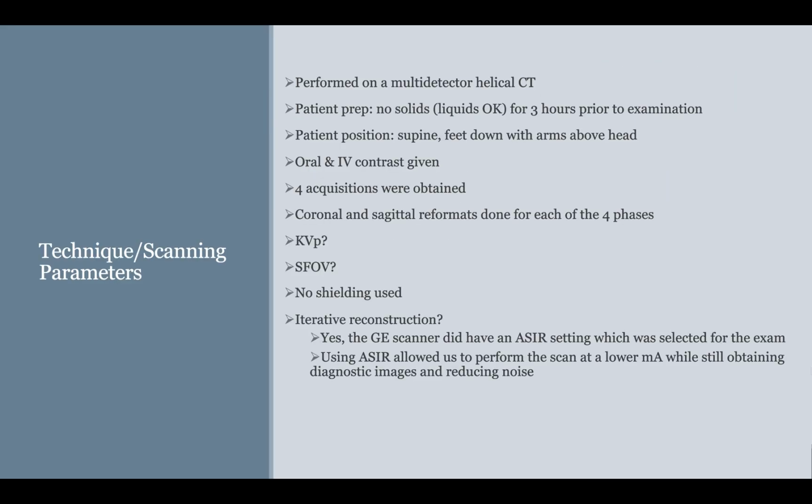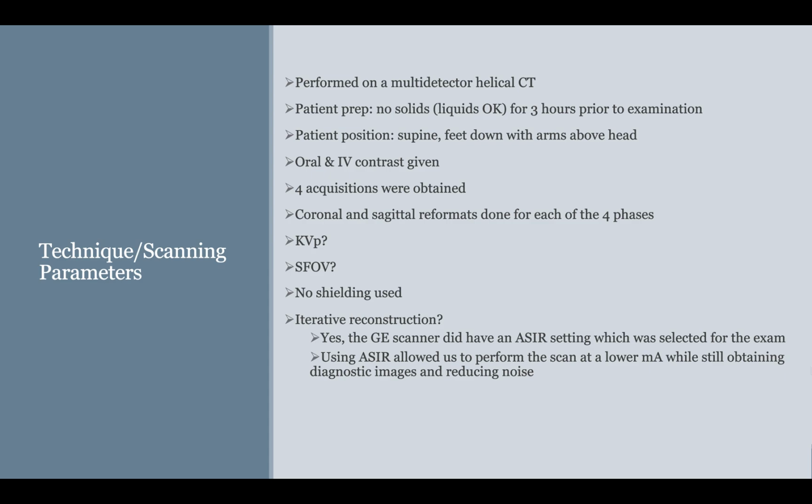So I'll just talk a little bit about technique and scanning parameters. This exam was performed on a multi-detector helical CT scanner. Patient prep included no solids for 3 hours prior to the examination. Patient position: supine, feet down with arms above the head. Both oral and IV contrast were given. 4 acquisitions were obtained. Coronal and sagittal reformats were done for each of the 4 phases.